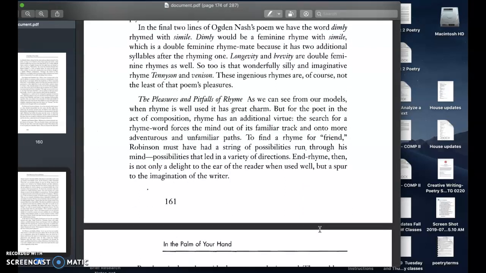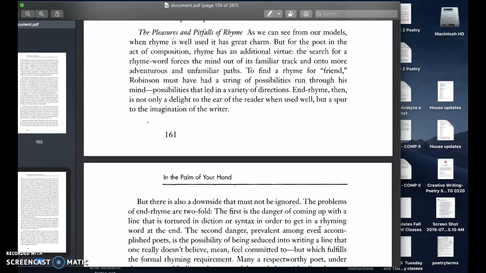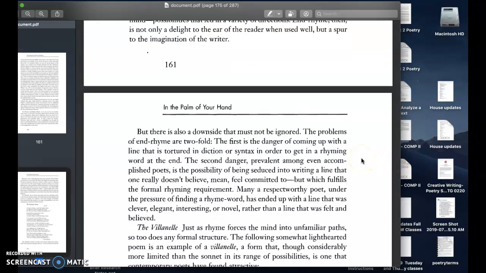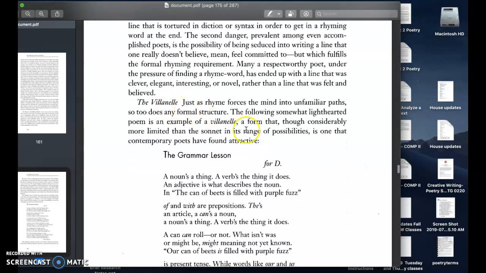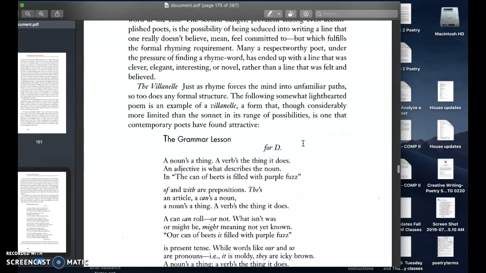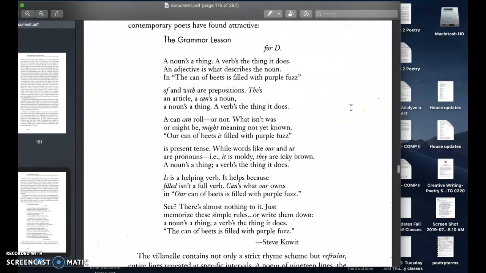So you can look at the different models. I won't say all of these are easy, as he talks about the pleasures and pitfalls of rhymes, sometimes people get really caught up in the rhyme patterns and it becomes a little bit more difficult. The villanelle, just as rhyme forces the mind into unfamiliar patterns, so too does any formal structure. So the below here is an example of a villanelle, and that's a form that is much more limited than the sonnet in terms of possibilities.